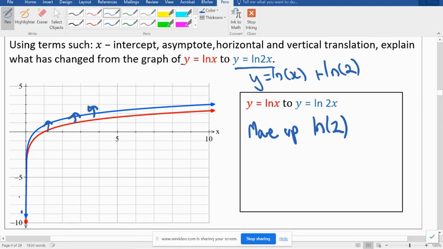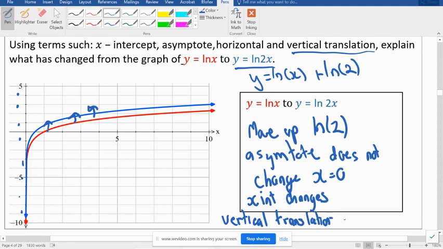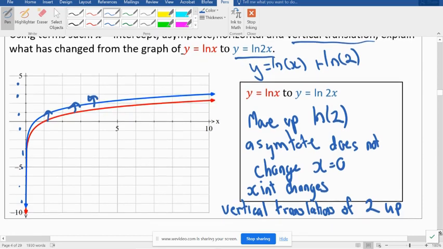Hopefully you can see that the asymptote does not change. It's still at x equals 0. Our x-intercept will change. If we want to be fancy, we've got a vertical translation of ln 2 units up. I'm running out of space, but you could say it's a vertical translation of ln 2 up. That one's probably the more difficult one to see there.